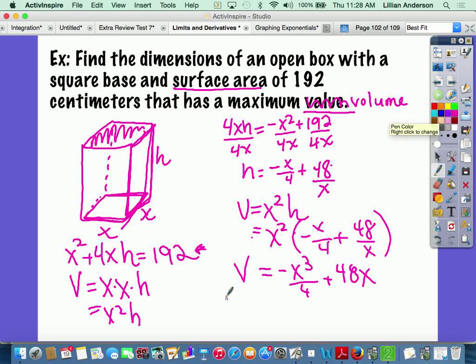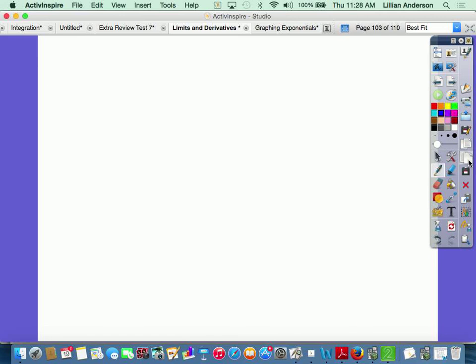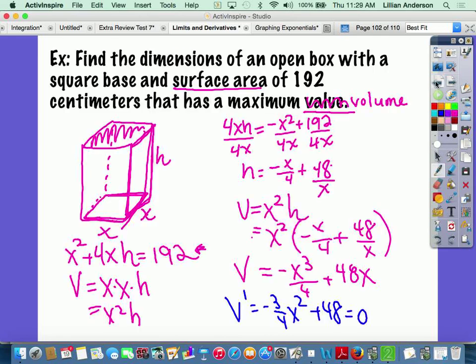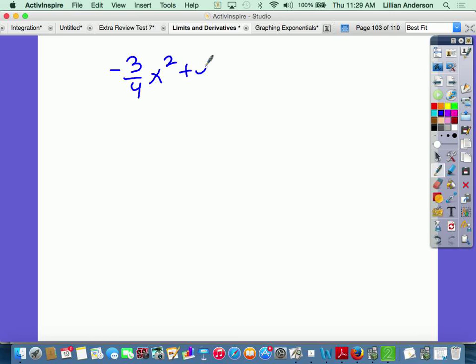So I'm going to take the derivative. So this will be negative 3/4 x squared plus 48. I have to set that equal to 0, and now I have to solve. Okay? So I'm going to change the slides here, and I'm going to solve this. Negative 3/4 x squared plus 48 equals 0.